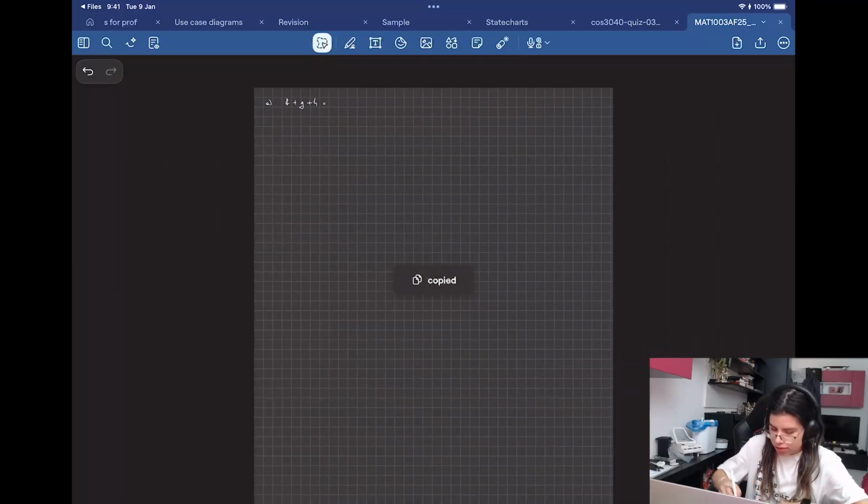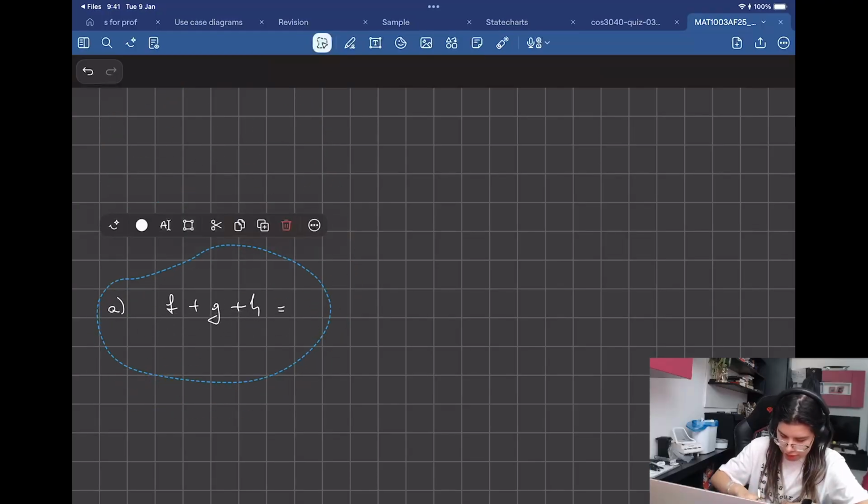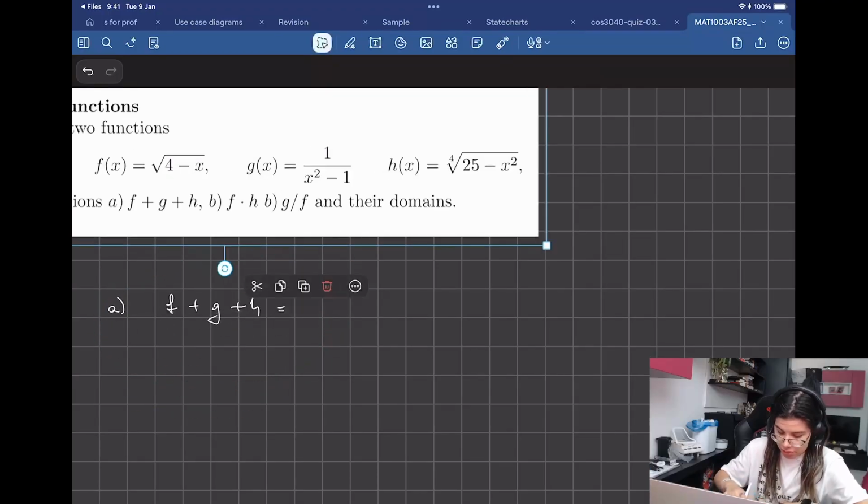Copy. Okay, I'll bring this down. Come on, bro. My pen suddenly decided to stop working. Okay, thank you. So I just paste it here so that it's easier to copy things.